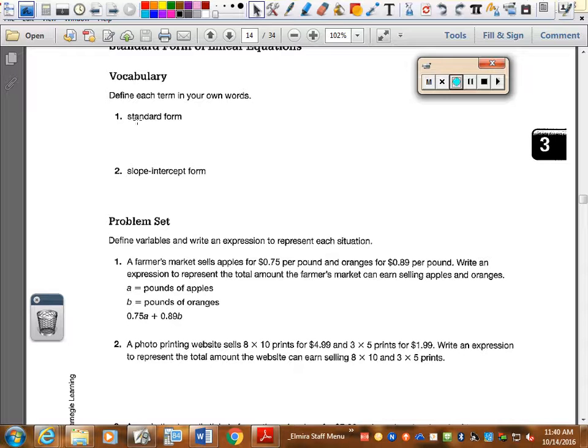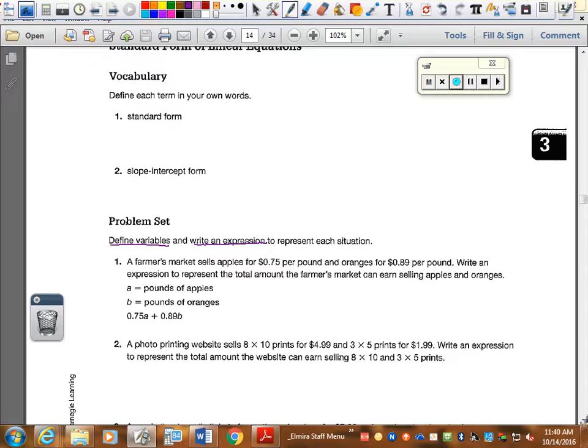So standard form and slope-intercept form are our two vocabs. Slope-intercept form, I hope you remember, is y equals mx plus b, and standard form, I just wrote it down from the beginning of this. All right, so the first set says define the variables and write an expression to represent the situation.